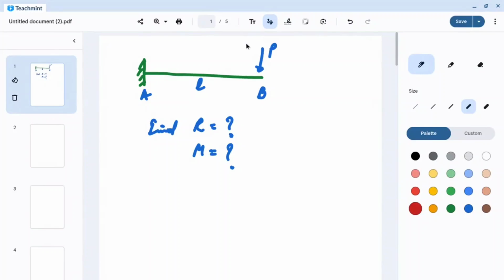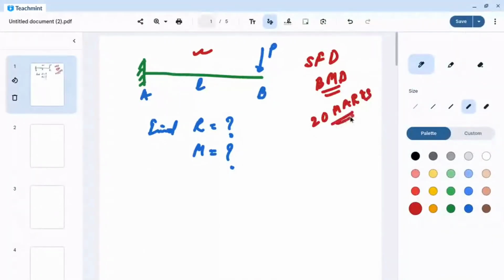I just want to skip. That is why I'm just putting this question. I'm talking about the convention. See, the SF and BM question is for 20 marks. The question has the convention.